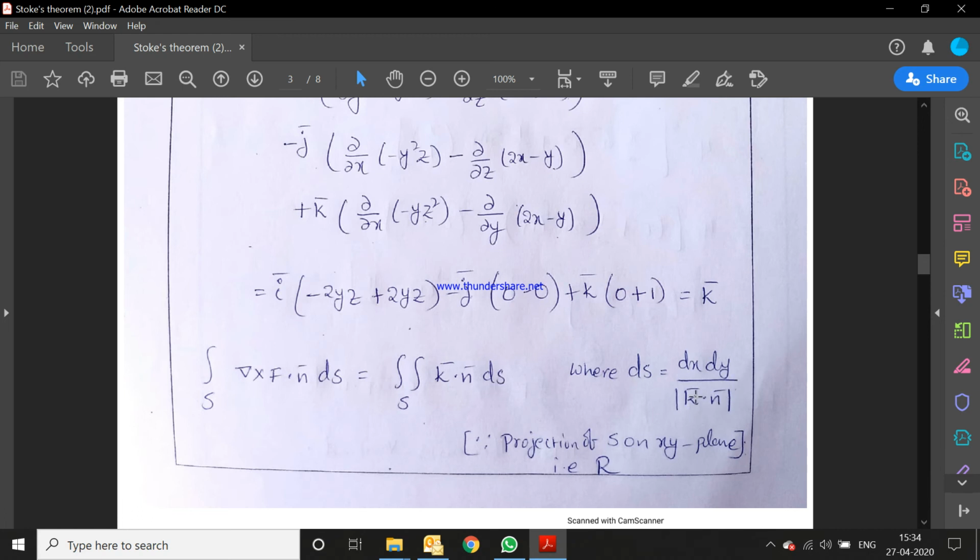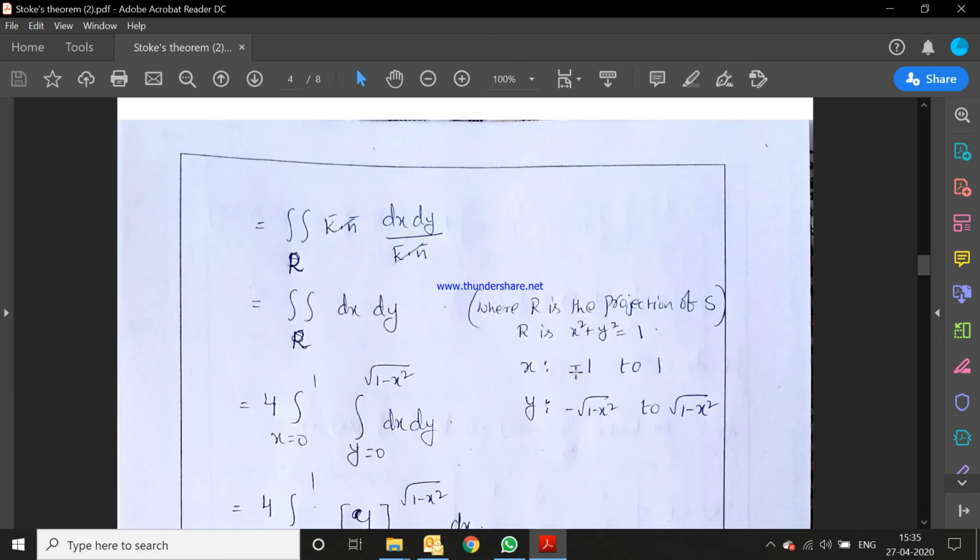Otherwise we can use the projection. Directly we can write the formula dS is equal to dx dy by modulus of k bar dot n bar. We have two procedures to solve k bar dot n bar or projection of S. Here we are using the projection of S, so we write dx dy by k bar dot n bar, and simply both cancel. R is the projection of S, and R is x square plus y square is equal to 1, because our region is in the xy plane and the equation is x square plus y square is equal to 1.